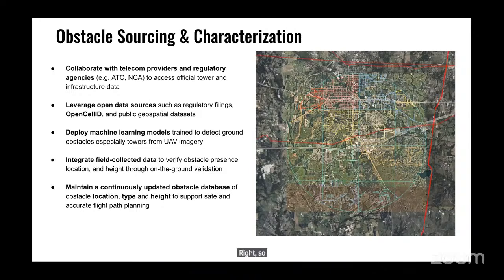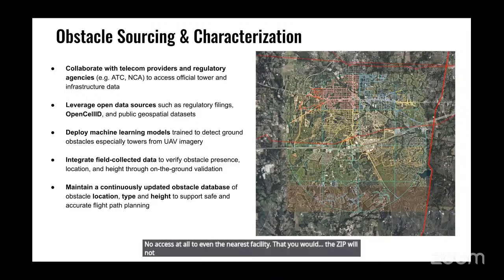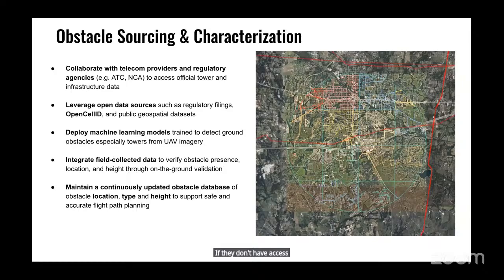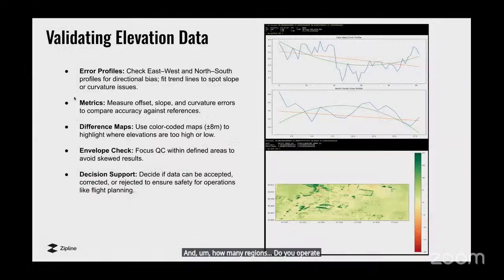So, if a community has no access at all to even the nearest facility that the zip will not be able to fly to, if they don't have access to these facilities, how do you go about that? And how many regions do you operate in at the moment?